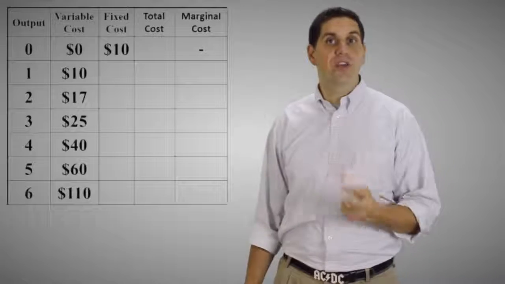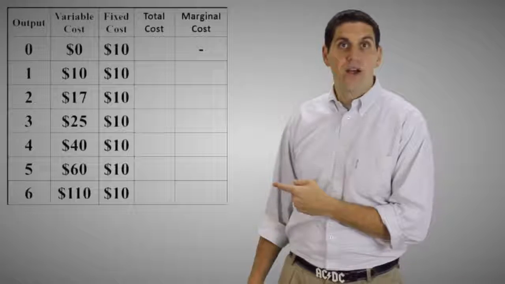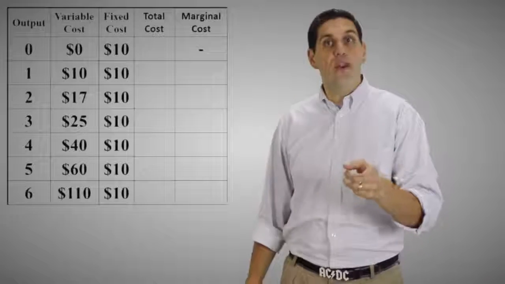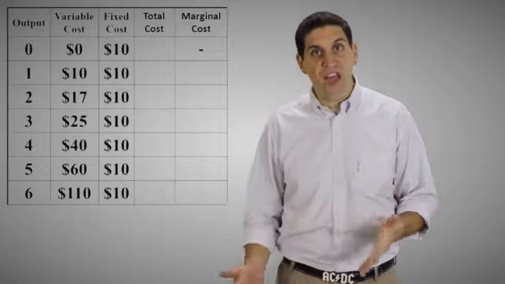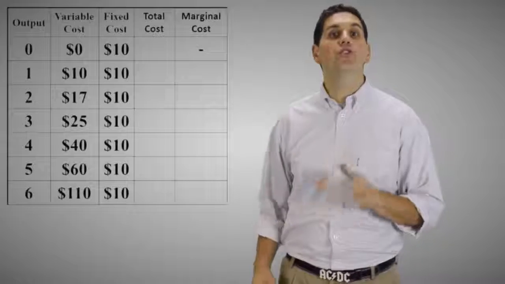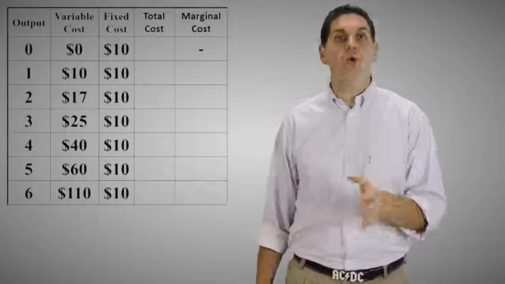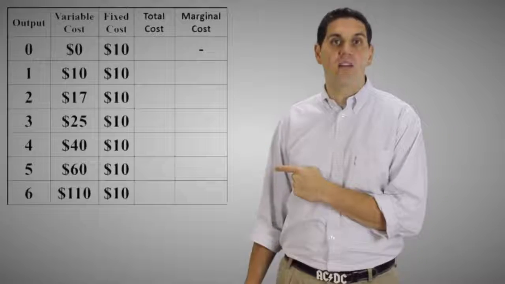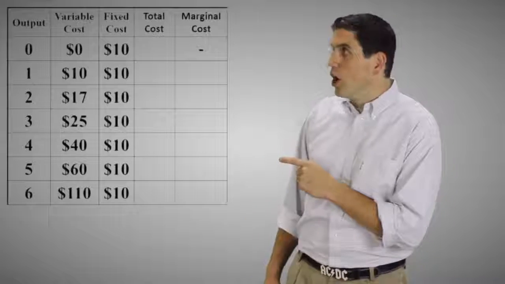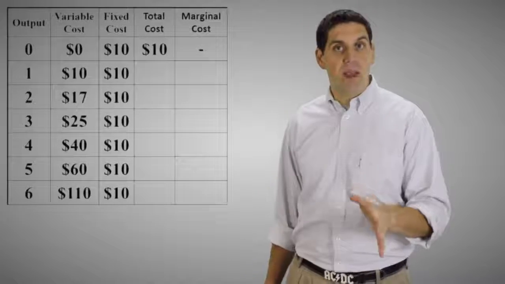What's the fixed cost of producing 1 unit? Well, it's $10. For 2 units, it's $10. For 3 units, it's $10. Why? Because it's fixed. It doesn't matter how many units produced, you still pay $10 fixed cost. Total cost is the variable plus the fixed cost. So when you produce nothing, you still have a total cost of $10. Remember, that's because you have to pay that fixed cost.